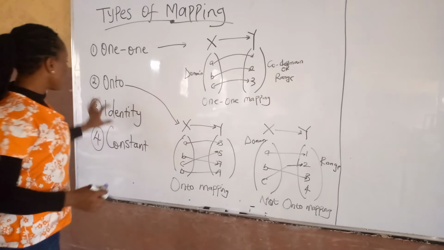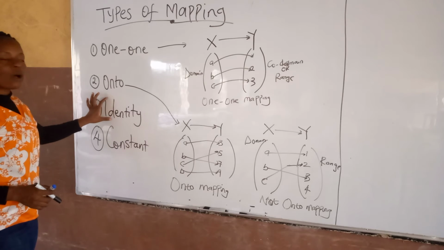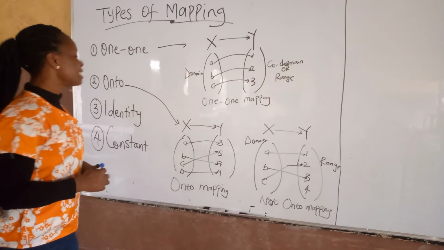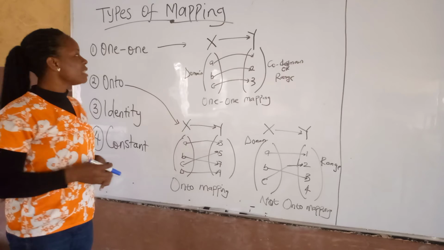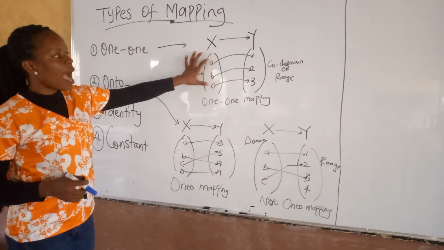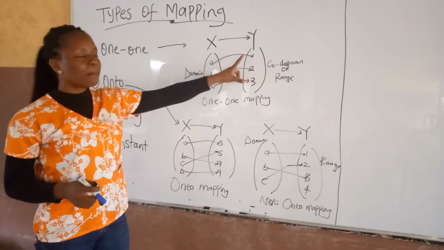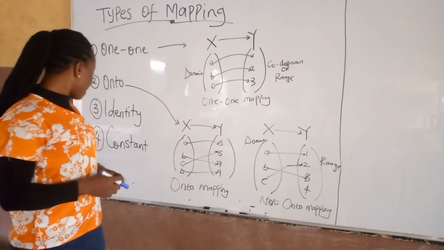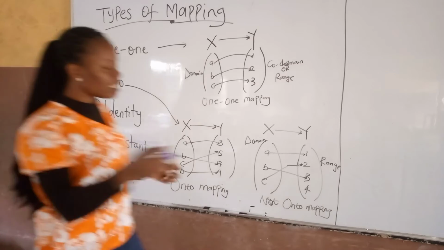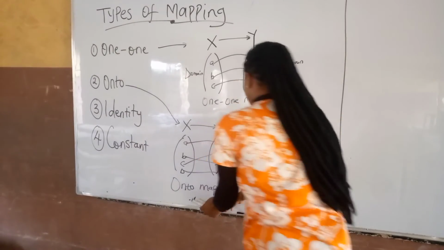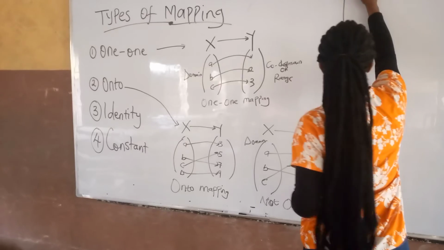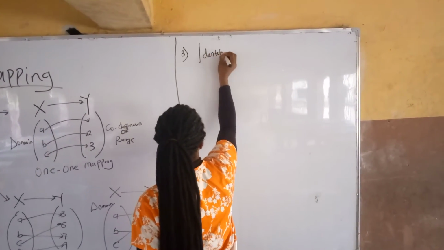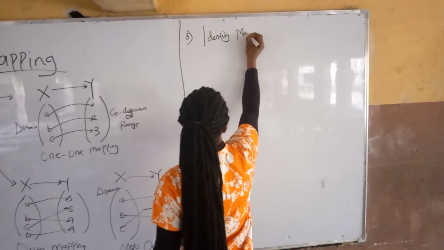So let's progress. We have what we call identity mapping. Identity mapping is a type of mapping in which all the elements in X are mapped to the same element in the codomain. All the elements in the domain are mapped to the same elements in the codomain. Let's look at identity mapping in this form. Number 3, we have what we call the identity mapping.